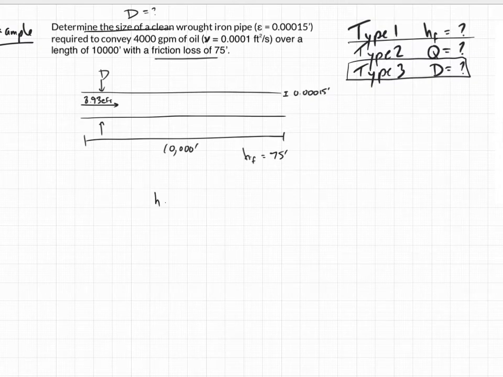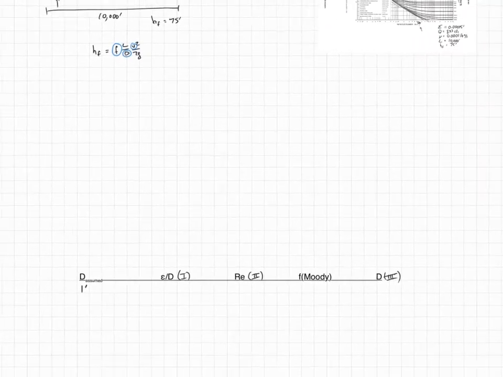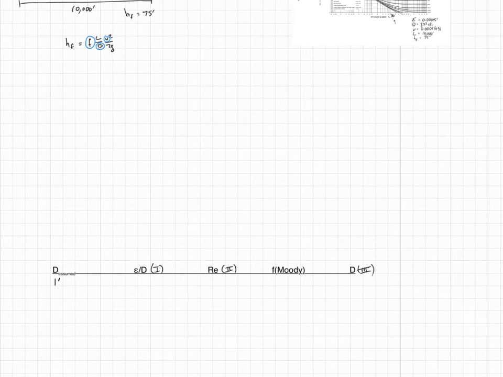But what I can do is say, oh, well, HF equals F, so this is Darcy-Weisbach, L on D, V squared on 2G. And that's how I'm going to try to solve this. The problem, of course, is I don't know D, I don't know F, and I don't know V. So this is pretty complicated. So what we're going to do here is zoom down, and I've got this nice thing where I'm going to start doing all this work. And so what I want to do is grab this, right?